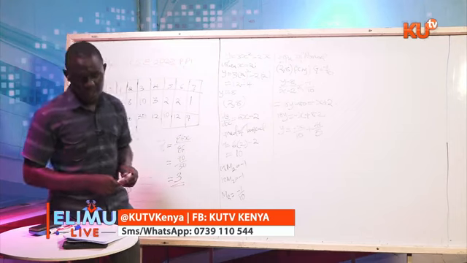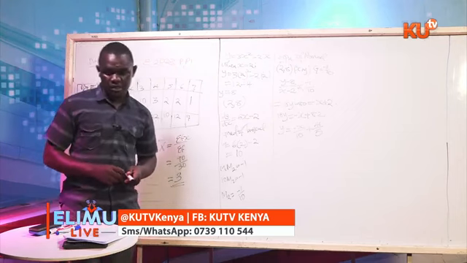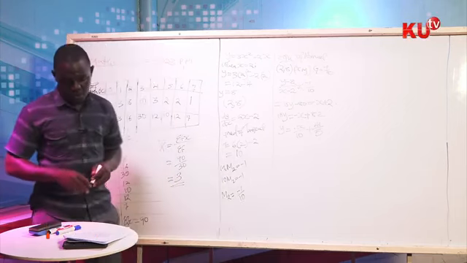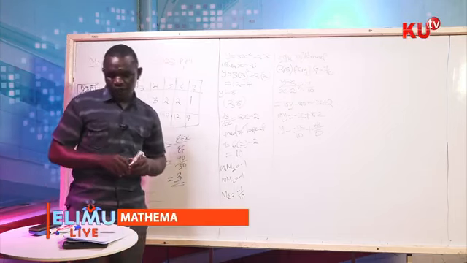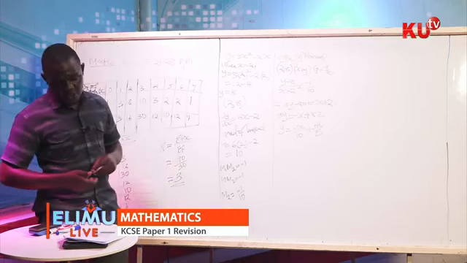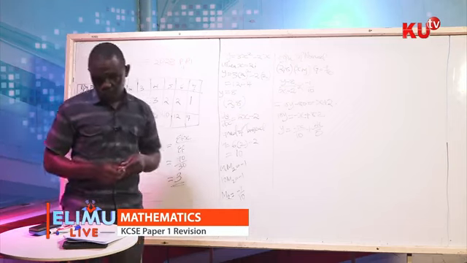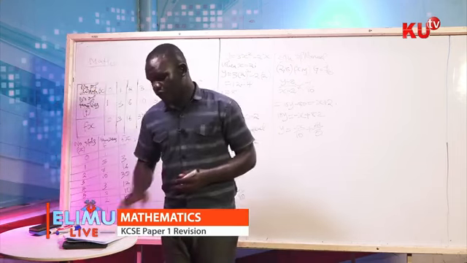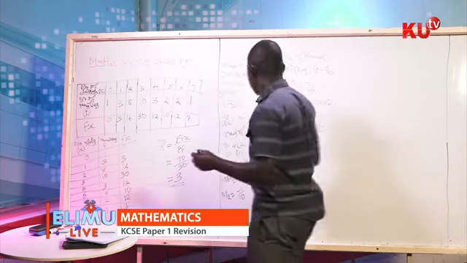Question number 16, dear students. On the following Cartesian plane provided, solve this simultaneous equation. Now, to solve the simultaneous equations, this is also Form 1 work. You have the first equation as y equals 4 over 3x.